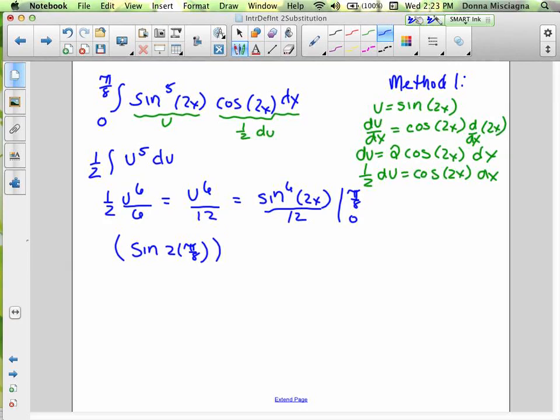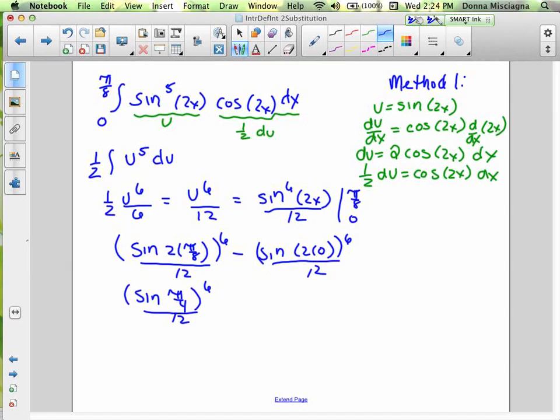That whole amount gets raised to the 6th power, and then we'll divide by 12. And then minus sine 2 times 0 raised to the 6th power divided by 12. All right, so sine 2 times pi/8, we're going to look at the inside there, that's pi/4. So now we've got sine pi/4, all raised to the 6th power, divided by 12, minus sine 0 to the 6th power, divided by 12. Well, of course, sine 0 is 0. So this part here is 0. All right, so let's figure out the sine of pi/4.